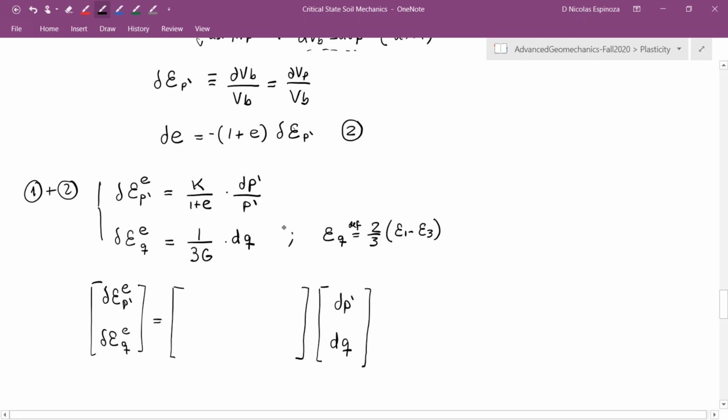Basically, here, the first coefficient is going to be this section, and it's going to be kappa over 1 plus e times 1 over P prime. Well, remember, P prime is a variable, but this volumetric strain does not depend on a deviatoric stress, so this one is a 0. And the same for this one. The deviatoric strain does not depend on the mean stress, so it's also 0, and the proportionality coefficient here is 1 over 3G.